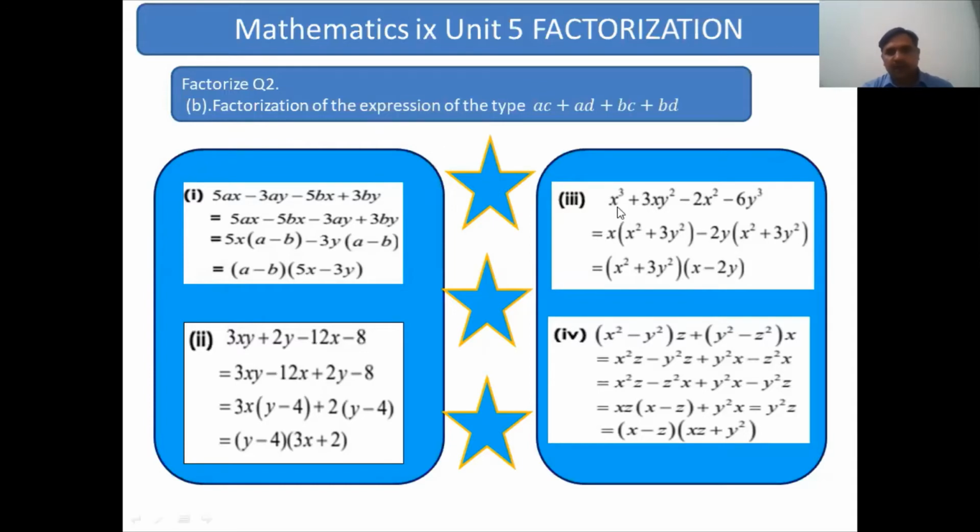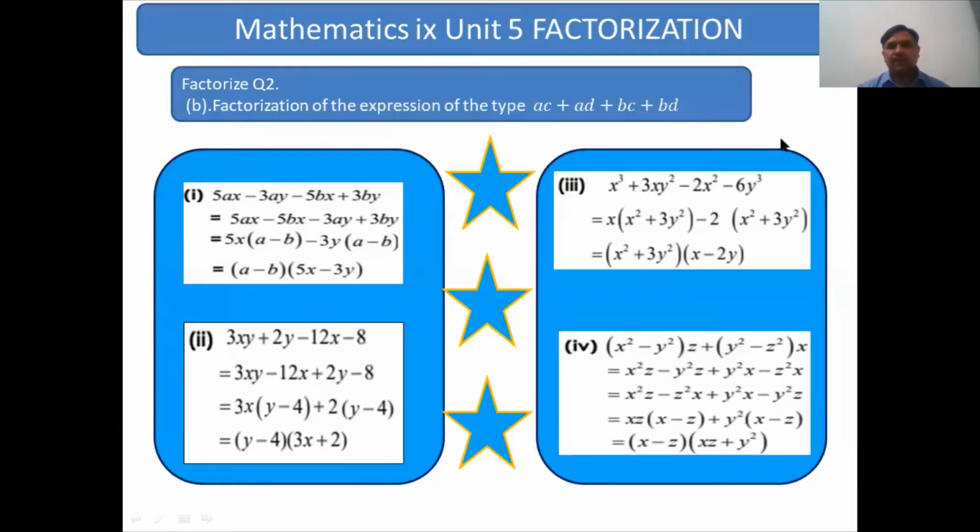So part 3, x cube minus 3xy square minus 2x square minus 6y cube. In these two terms, we can take x as a common and we have x square plus 3y square. In the last two terms, we can take 2 as a common, so we are left with x square plus 3y square.